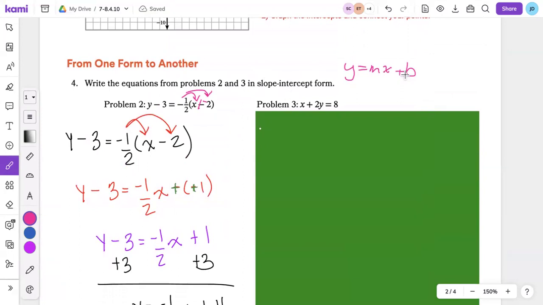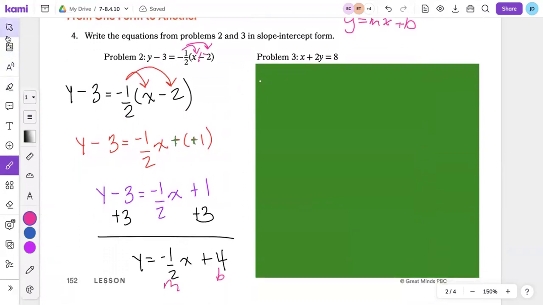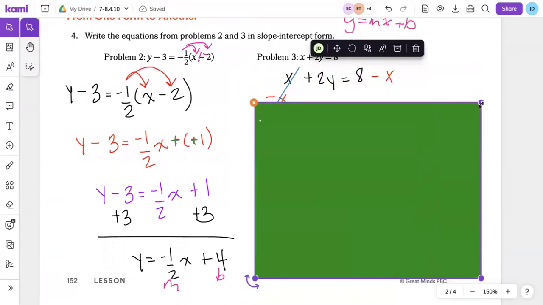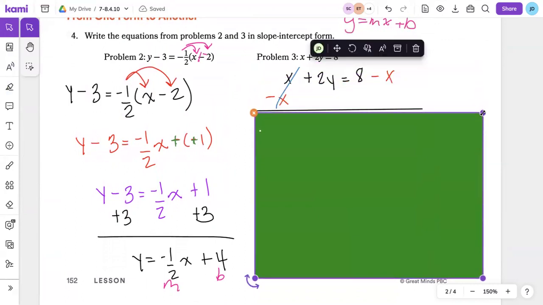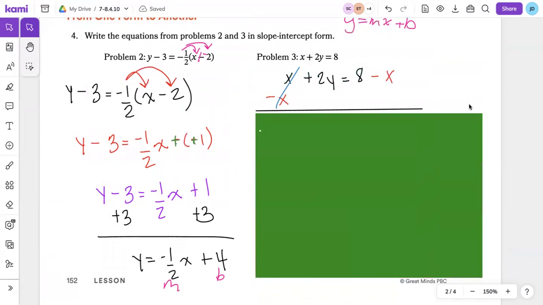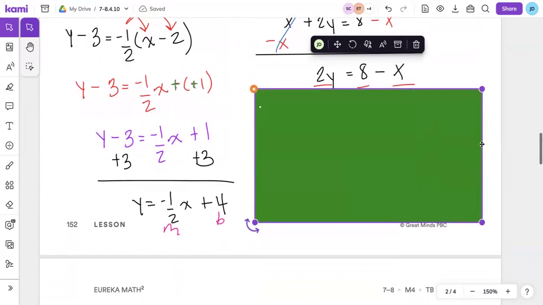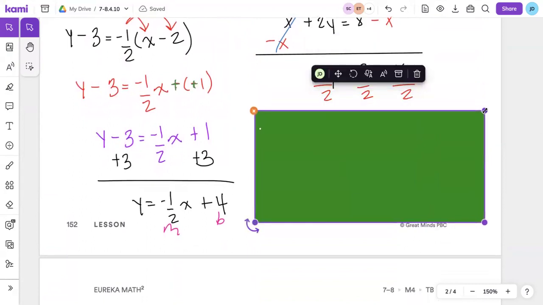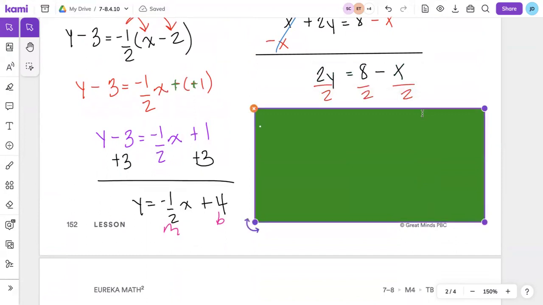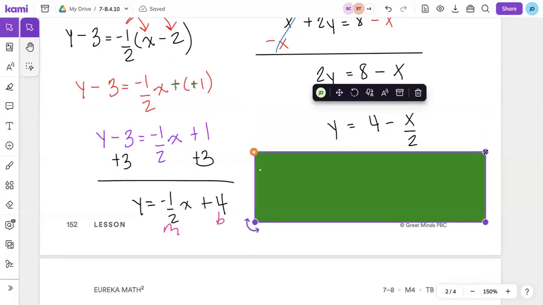Next, doing the same thing over here with problem 3, solving so that we have just y by itself on the left. So the first thing here, we're going to subtract x from both sides so that we get rid of that x. And we end up with 2y equals 8 minus x. Next, we're going to divide by 2. What you want to make sure on the right side here is that you divide both terms by 2. So that x is divided by 2, 8 is also divided by 2. And we end up with y equals 4 minus x over 2.